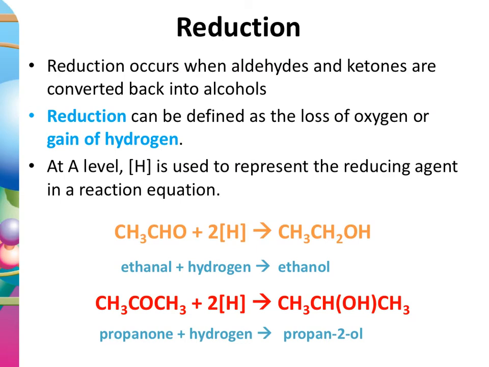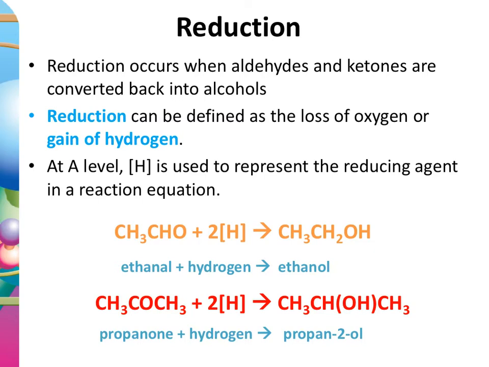So we've talked about making aldehydes and ketones from alcohols, and that is oxidation. But actually, it's possible to reverse the process. It's possible to go from an aldehyde to a primary alcohol and from a ketone to a secondary alcohol. And it's the opposite of oxidation, so it's reduction.